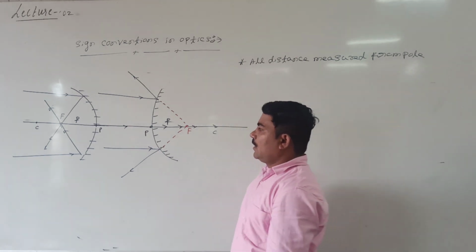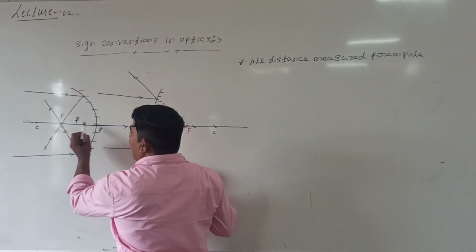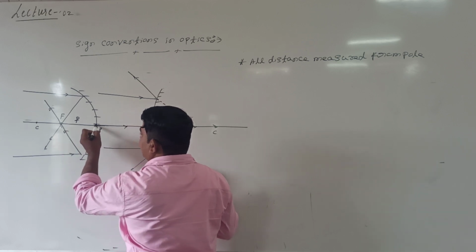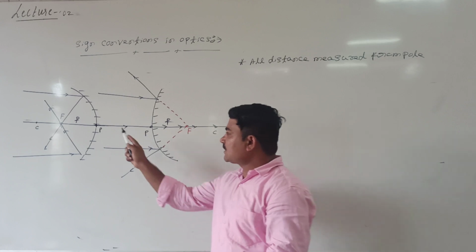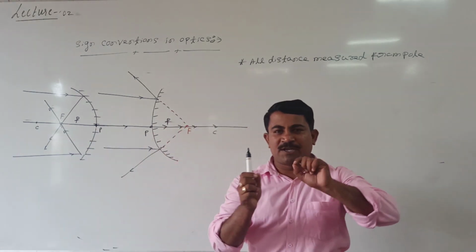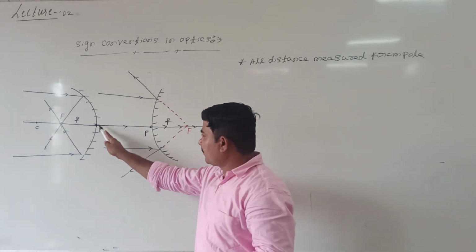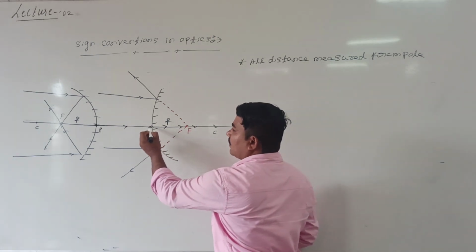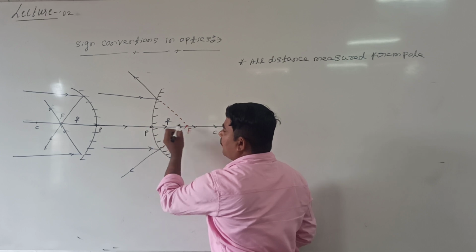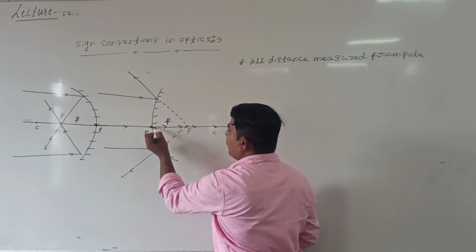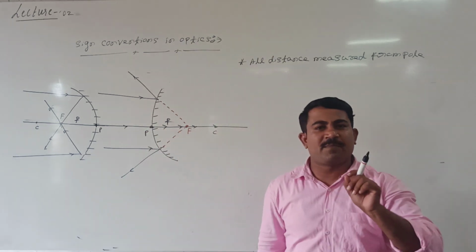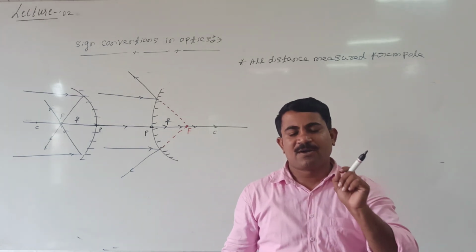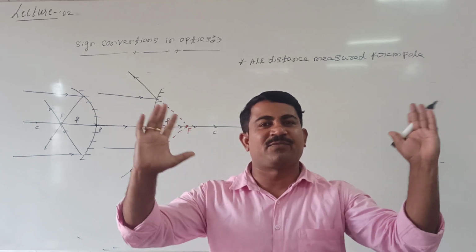The distance between pole and principal focus we call focal length. All distances must be measured from this point. The distance between pole and center of curvature we call radius of curvature. All distances are measured from this point, the pole. Whether we measure center of curvature, principal focus, or focal length, all distances must be measured from the pole. That is the first sign convention.